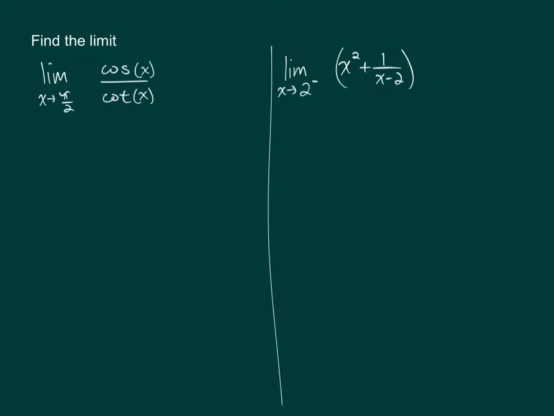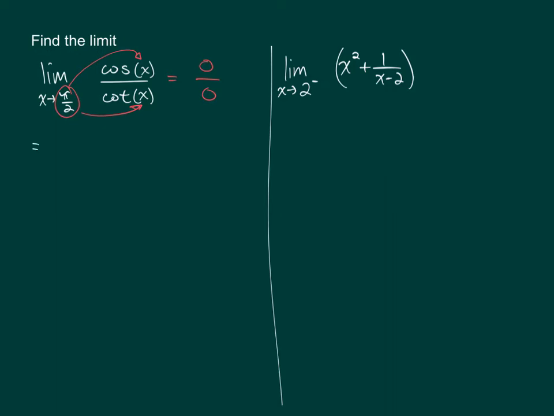Find the limit. On this page we have two examples. And the first example is the limit as x approaches pi over 2 of cosine x over cotangent x. And if you try directly substituting this pi over 2 right in for the x's in the limit, you'll end up getting a 0 over 0. And this is an indication that something isn't quite right about this limit, and we can do something about it.